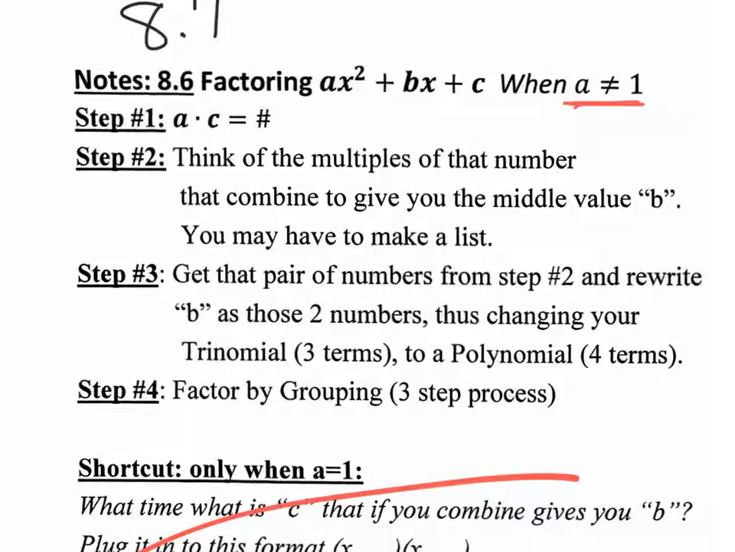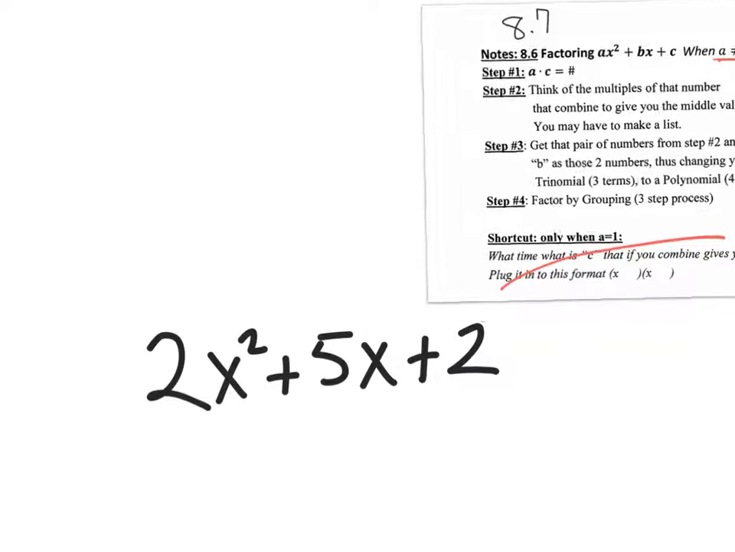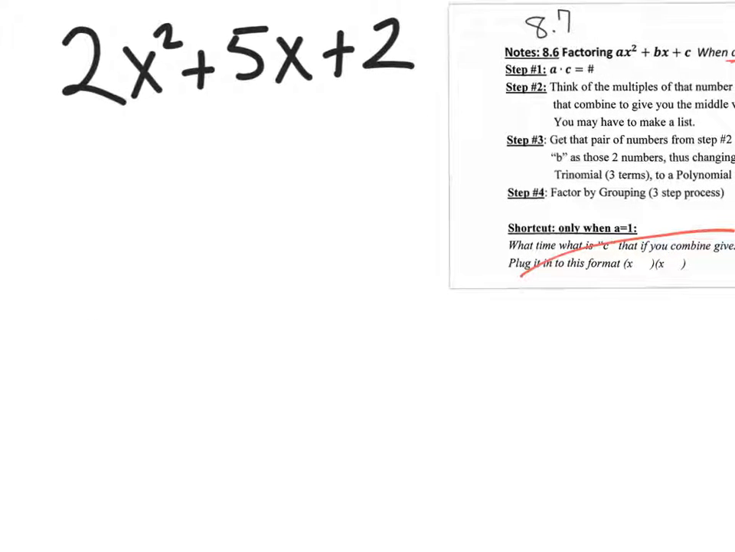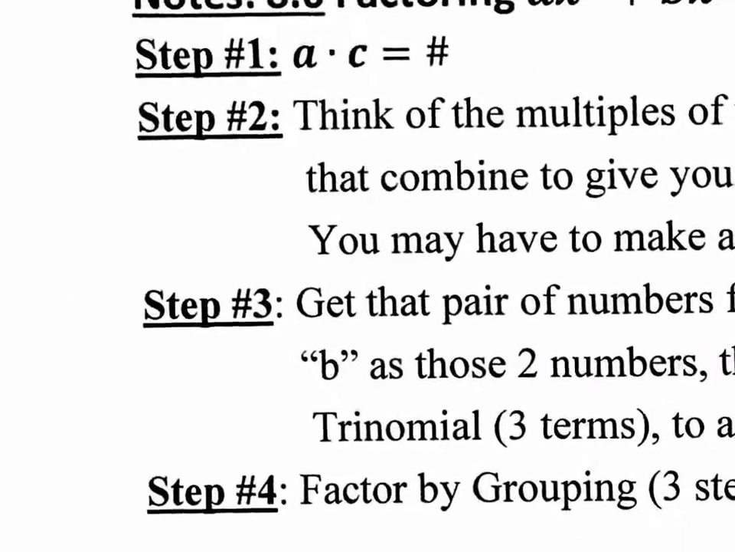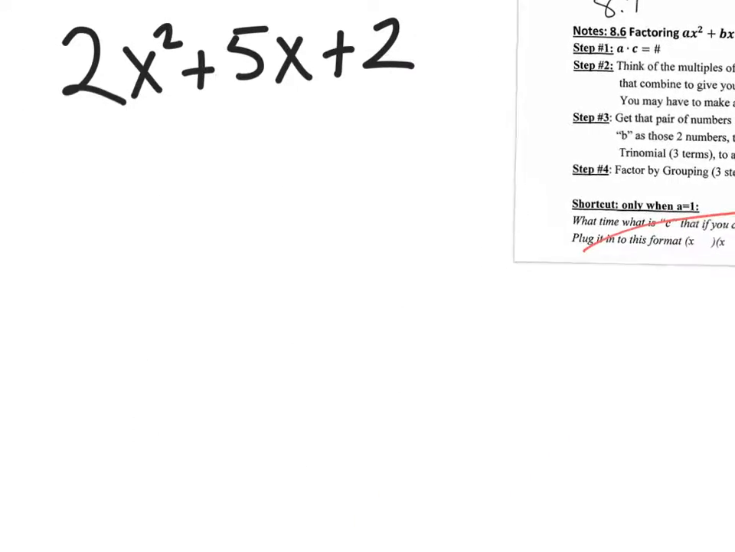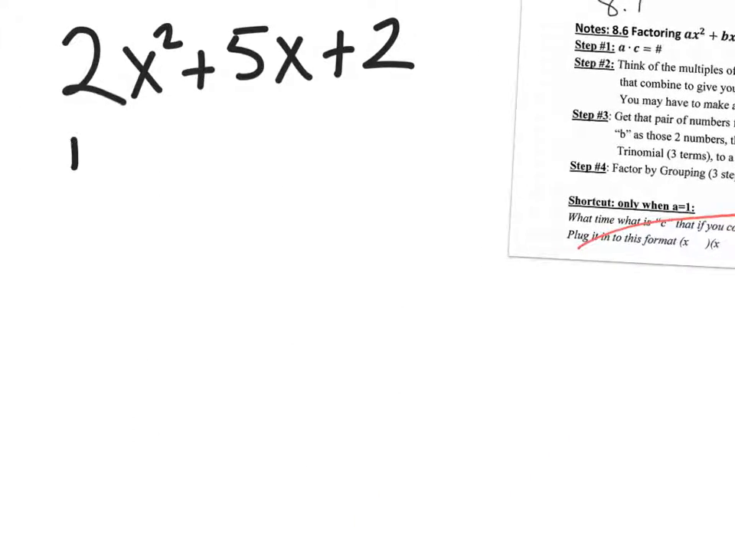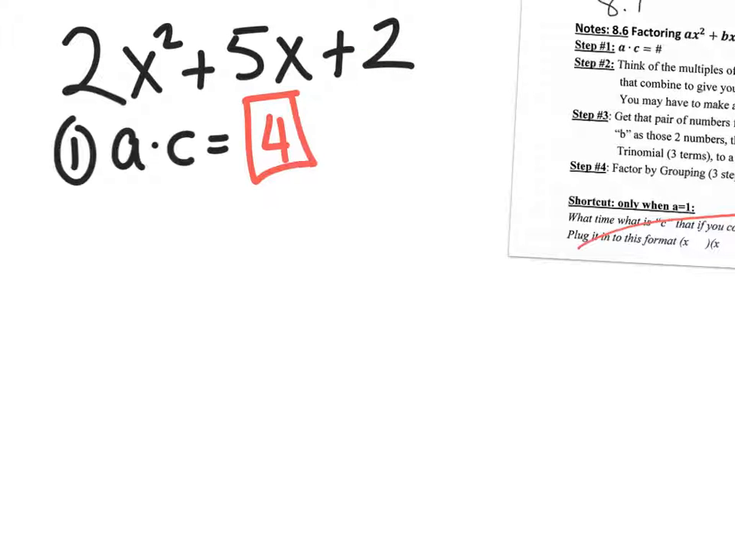So let's go through this. Let me move this to the side. Let me move this up. Let's go through this. Step 1, it says a times c. So let's actually do step 1. What is a times c in this case? A is just the number in front, the leading coefficient. C is the constant. Forget about the x's. What is a times c? 4. Okay, so that's your answer to step 1.